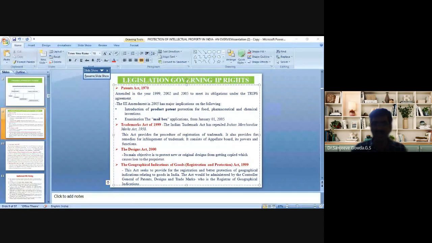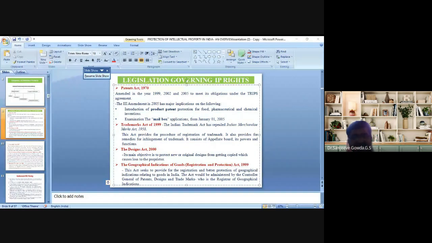Then one more legislation is called the Designs Act 2000. Its main objective is to protect new or original designs from being copied, which causes loss to the proprietor. Design protection is very important in order to protect the proprietor from copying by someone else. It is provided by the Designs Act 2000. This Act provides for registration of designs.